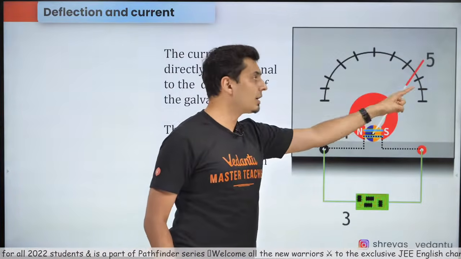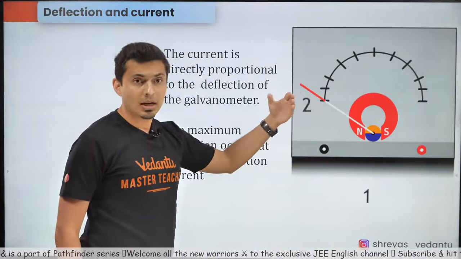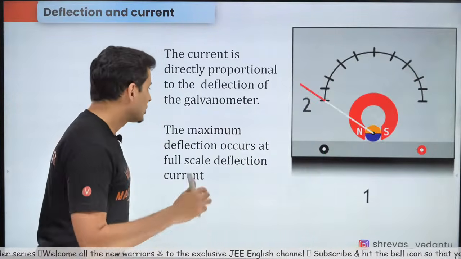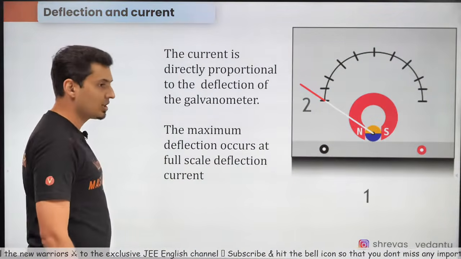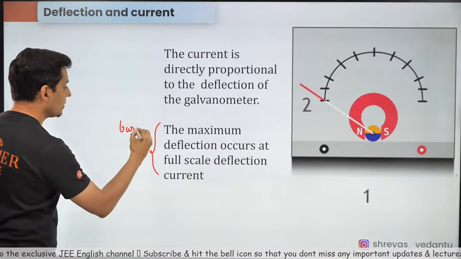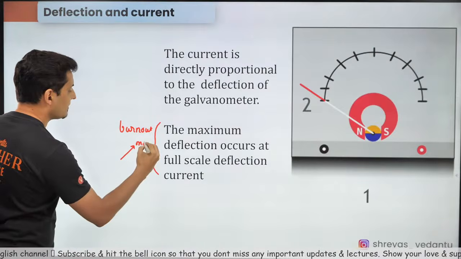So there is always a full scale deflection. The needle cannot deflect beyond that point, and even if the current can flow, most likely it is going to burn that coil. That is called the maximum deflection current or the full scale deflection current. When this happens, either it will burn out, or the needle is at the maximum limit.